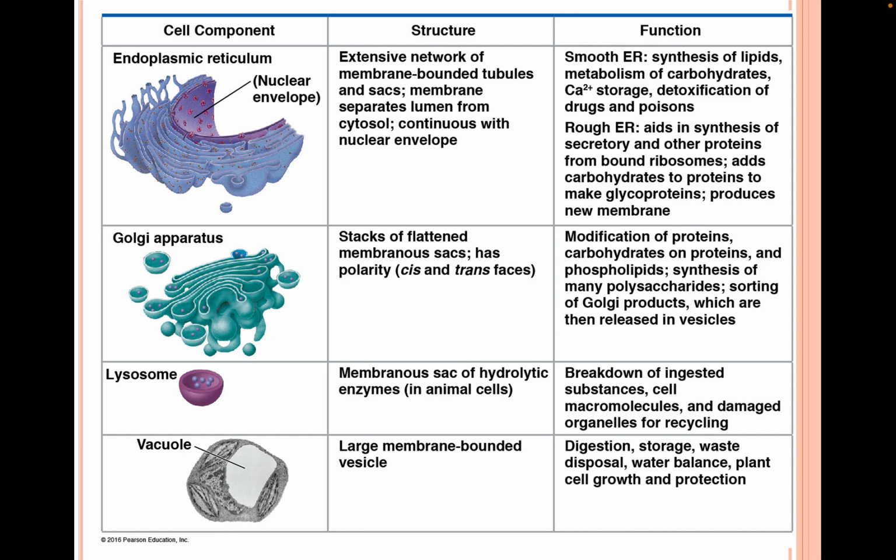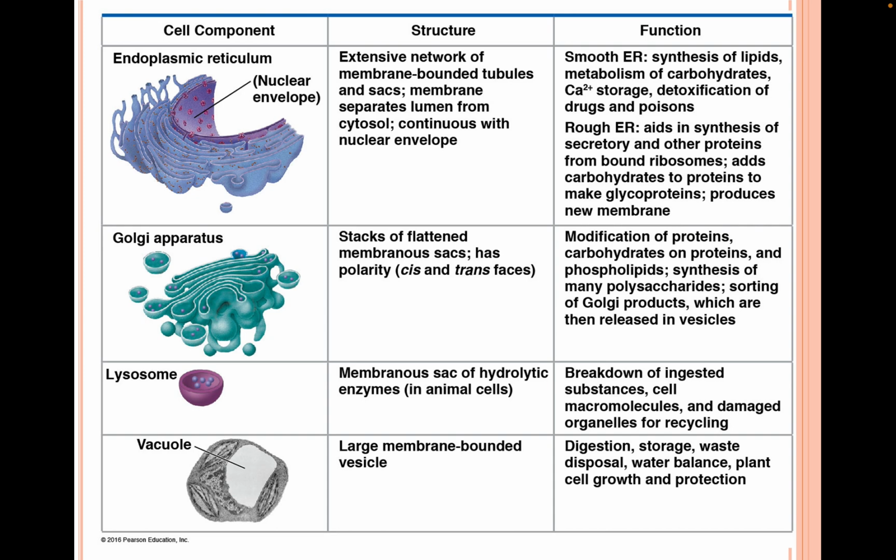All right. Next up we'll review the endoplasmic reticulum. It's an extensive network of membrane-bound tubules and sacs, and it's continuous with the nuclear envelope. The Golgi apparatus looks like stacks of flattened membranous sacs, and it has polarity. It's got a side that receives, the cis side, and a side that passes on a message called the trans face.